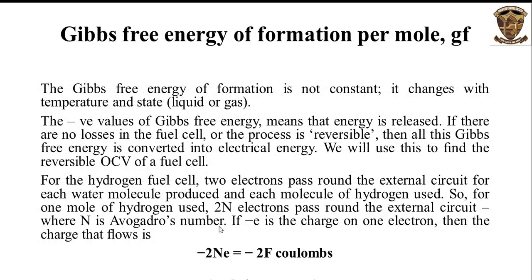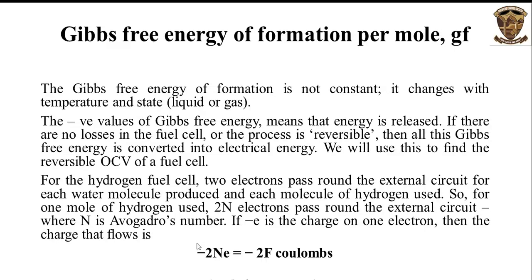Gibbs free energy of formation is not constant, it changes with temperature and state, either liquid or gaseous. The negative value of Gibbs free energy means that energy is released. If there are no losses in the fuel cell, or the process is reversible, then all this Gibbs free energy is converted into electrical energy. We will use this to find the reversible open circuit voltage of a fuel cell.